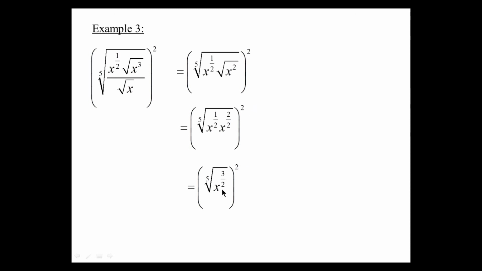Now we have to square this. Well, how are we going to do that? Okay, I turned this radical sign into a set of brackets with a 1/5 on it. The set of brackets right here with a 1/5 on it. That's what this root sign is. A root sign makes a fraction, and there it is.